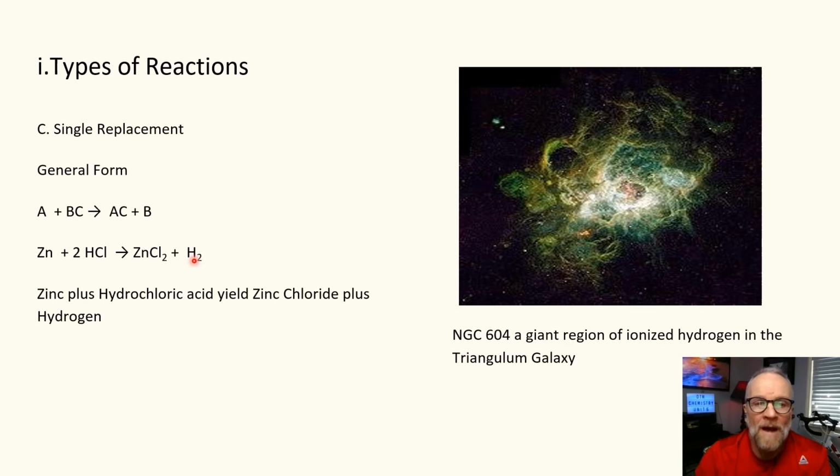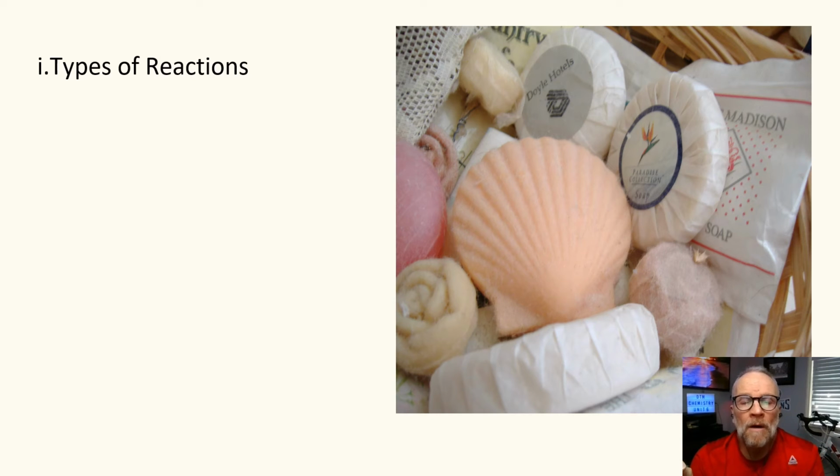Zinc plus hydrochloric acid equals zinc chloride plus hydrogen. Notice here in this reaction, hydrogen's a diatomic element, so it's written as H2. And then going on, we have types of reactions, and our next type is double replacement.